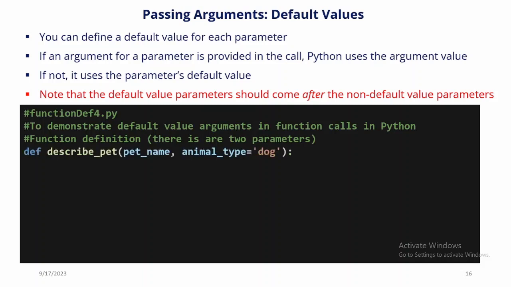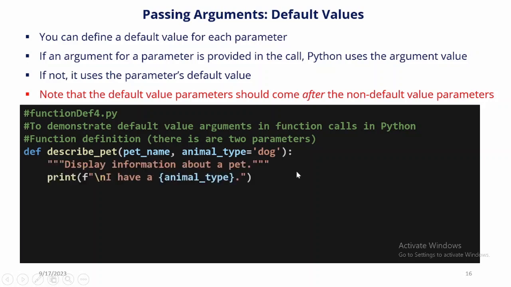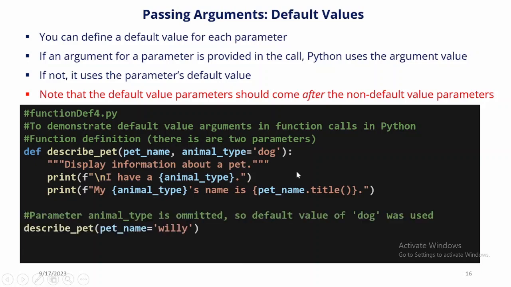So we call this function def4. Describe pet. Pet name, animal type equal to dog. So we assign a default value of animal type to dog in the creation of this function. Every other thing is the same. Now in the first call we say describe pet. Pet name equal to Willie.